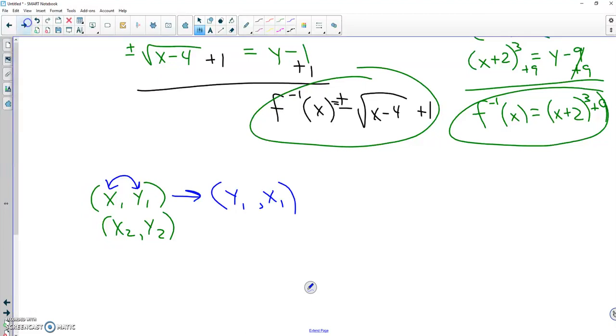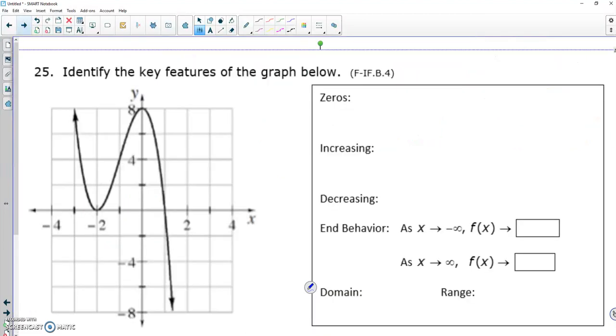It'll create the shape. Key features. So zeros. Zeros are on the x-axis. So we have the zeros here and here. One of them is at -2, 0. The next one is at 1, 0. And again, they're called zeros because the second number is always 0.